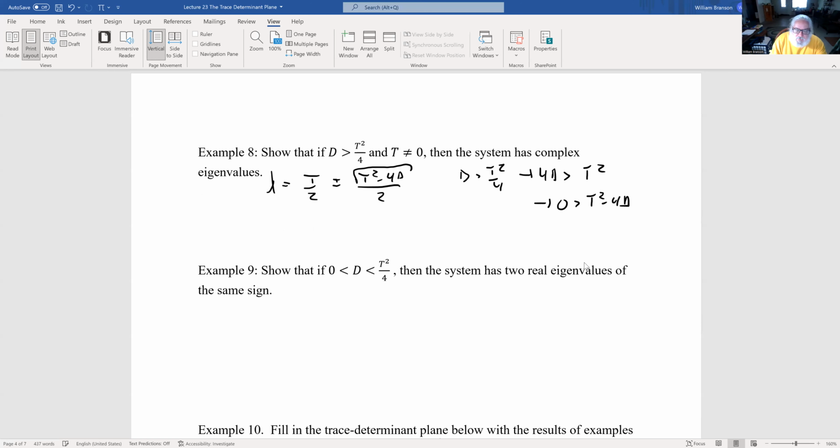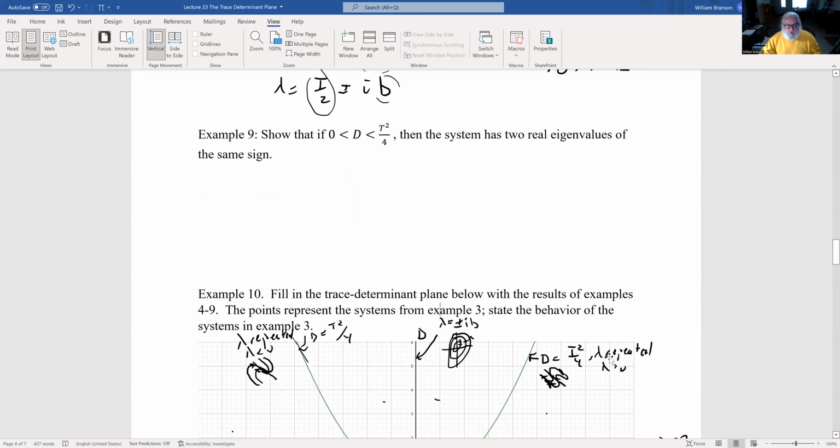So the square root is going to be complex. So my lambda will be t over 2 plus or minus i times b. b is some number, it's what you get when you grind everything through there. But the sign of the real part depends on the sign of t, right? If t is positive, you're spiraling out. If t is negative, you're spiraling in.